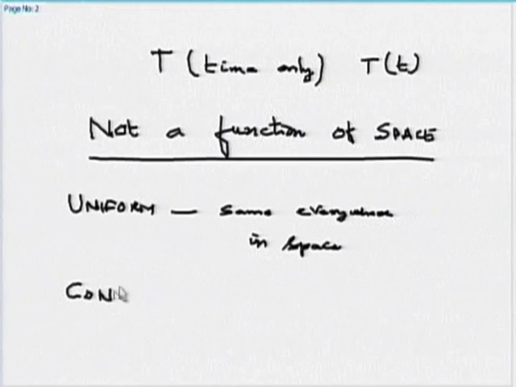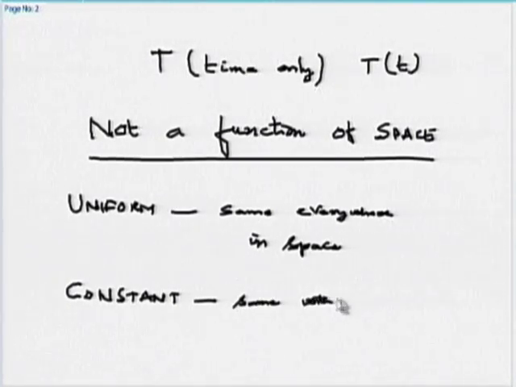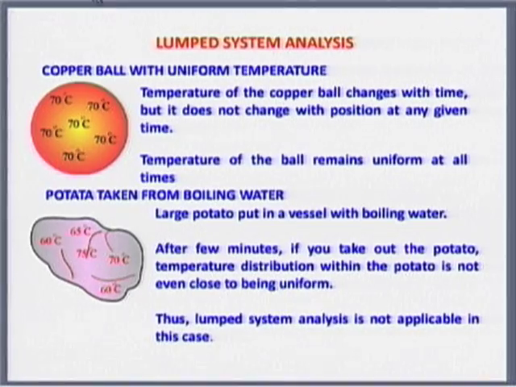Constant, the word constant I use, we usually mean that it doesn't vary with time, same with time. So, these two terms we need to differentiate quite clearly. What we are saying here is that the temperature is uniform, that means it is the same everywhere in space. But if I take a potato taken out from a cooker, the temperature is not the same everywhere. So, you can see 60, 65, 75, 70, 60.